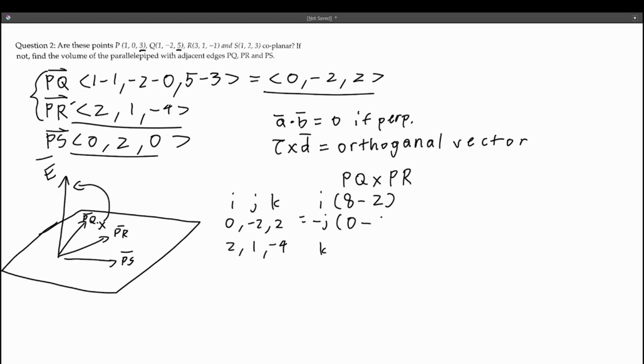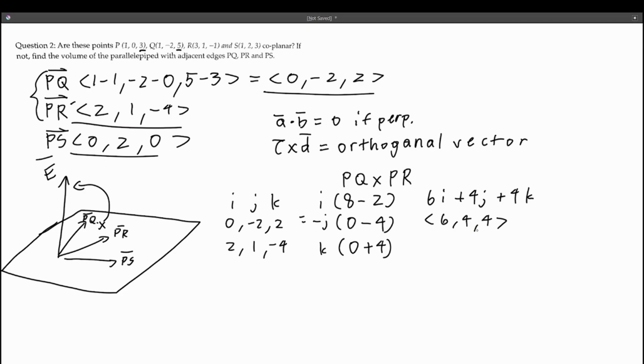minus 2 times 2 is 4, and then k, same thing, cross it out, cross multiply. That gives us 0 times 1 is 0, 2 times negative 2 is negative 4. So 0 minus negative 4, that's plus 4. Similarly, write that out as 6i minus negative 4 times j, so that would just be plus 4j plus 4k. It can also just be written as 6, 4, 4. So now we have the vector that's orthogonal to PQ and PR.